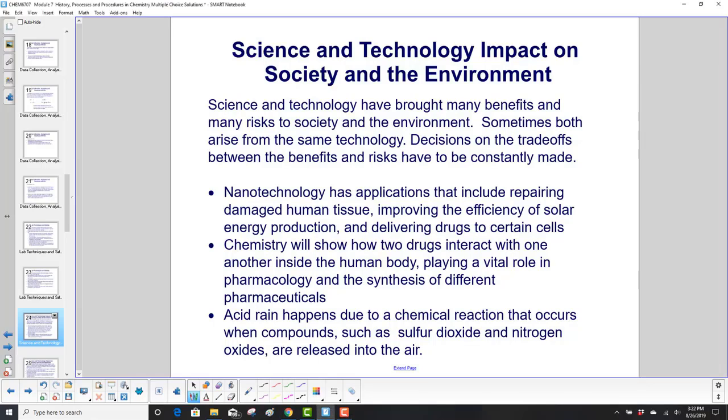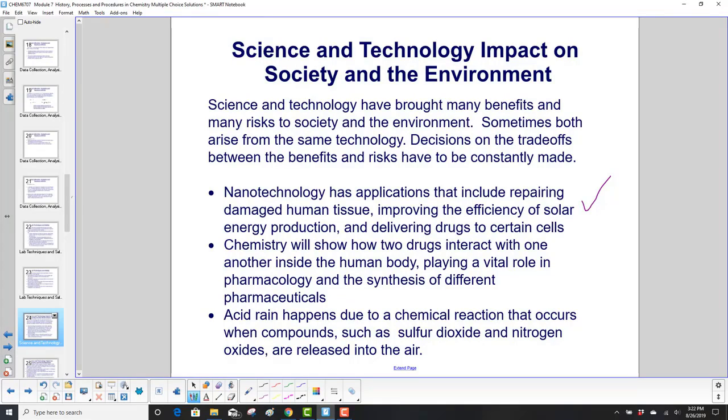Let's look at some big hitters here. Nanotechnology. That is applications that include repairing damaged human tissue, improving the efficiency of solar energy production, and delivering drugs to certain cells. Chemistry shows how two drugs interact with one another inside the human body and it plays a vital role in pharmacology and the synthesis of different pharmaceuticals or drugs.